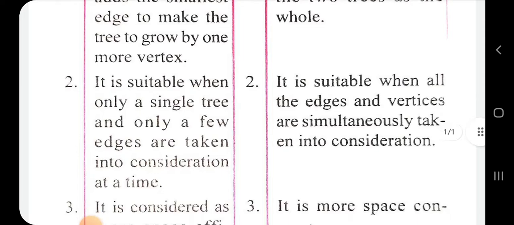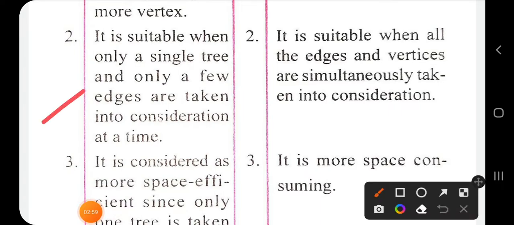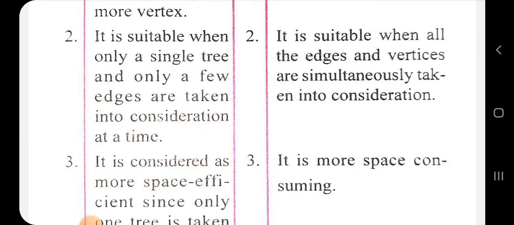The second point is that Prim's algorithm is suitable when a single tree and only a few edges are taken into consideration. If you are having a lesser number of edges, then it is suitable. If you are having more edges, which have to form a minimum spanning tree, then we will go with Kruskal's algorithm when you are having more edges within your graph. That is what the second point is. We will go for the third point.